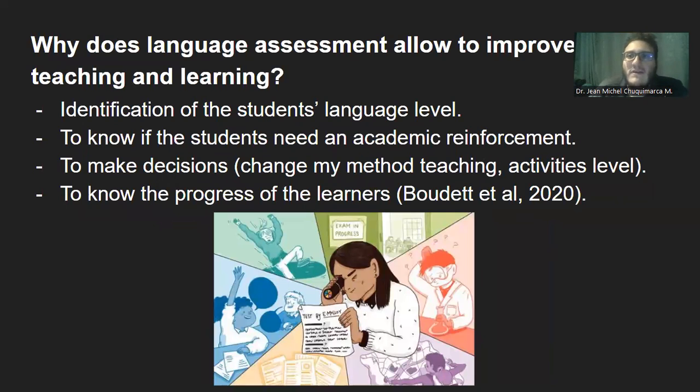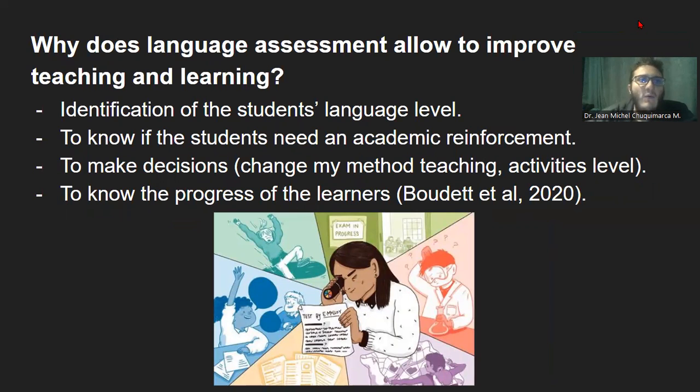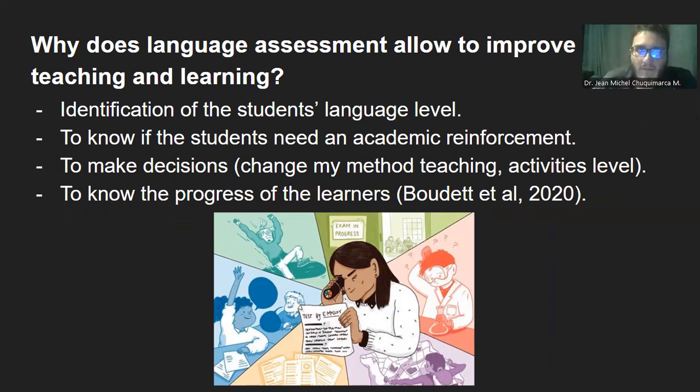The second question is, why does language assessment allow to improve teaching and learning? The first part is identify the level of the students with the target language, English, what kind of students we have in the classroom, in order to know or identify if the students need an academic reinforcement in a specific topic. For example, I explained about the simple past.